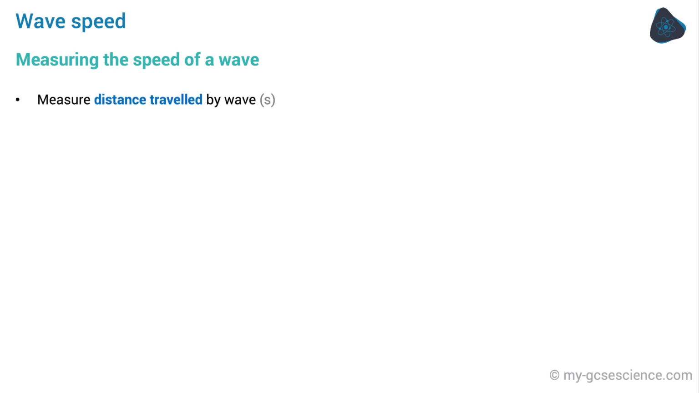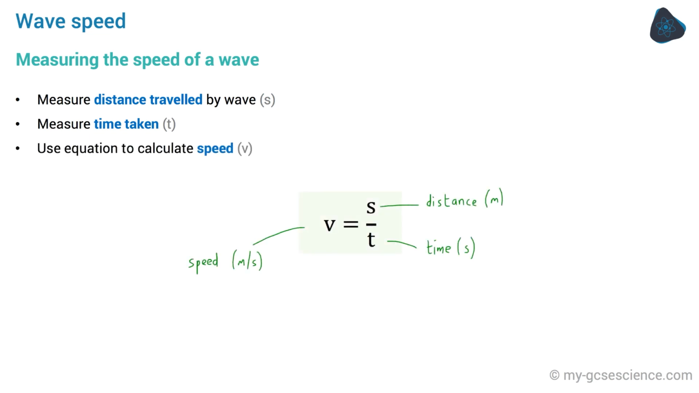For your exam, you'll have to understand how to measure the speed of, say, a water or sound wave. The steps you need to follow when dealing with one of these questions are always the same. First, you need to measure the distance travelled by the wave and the time taken. Then, you need to plug these values into speed equals distance over time.